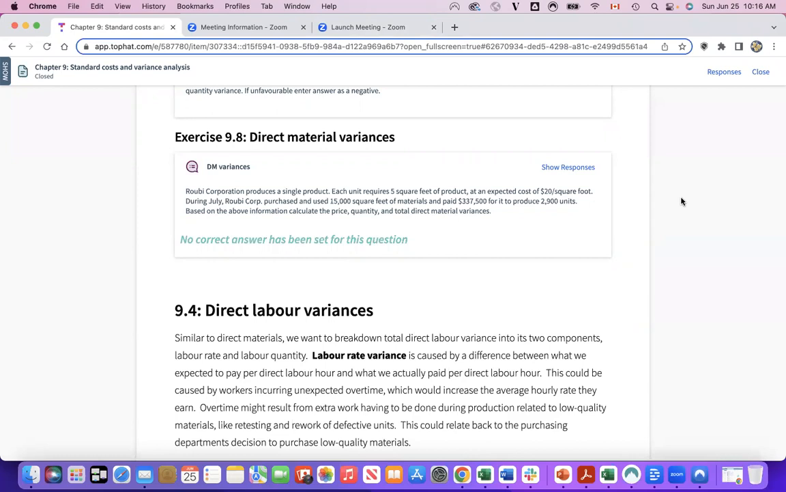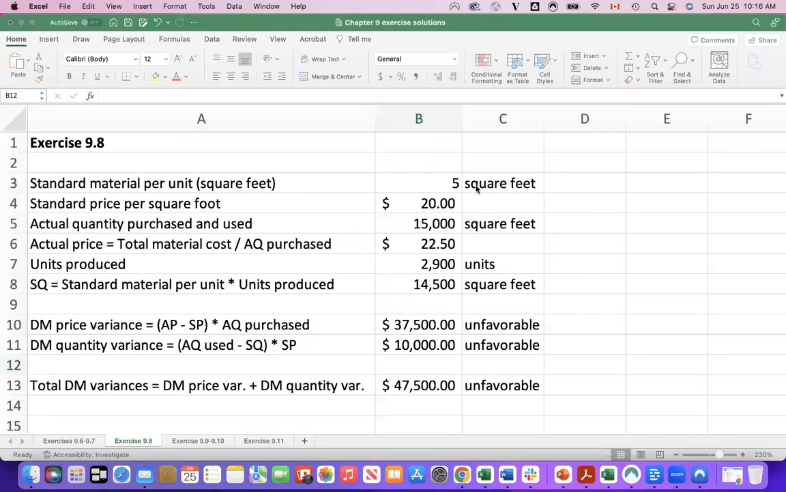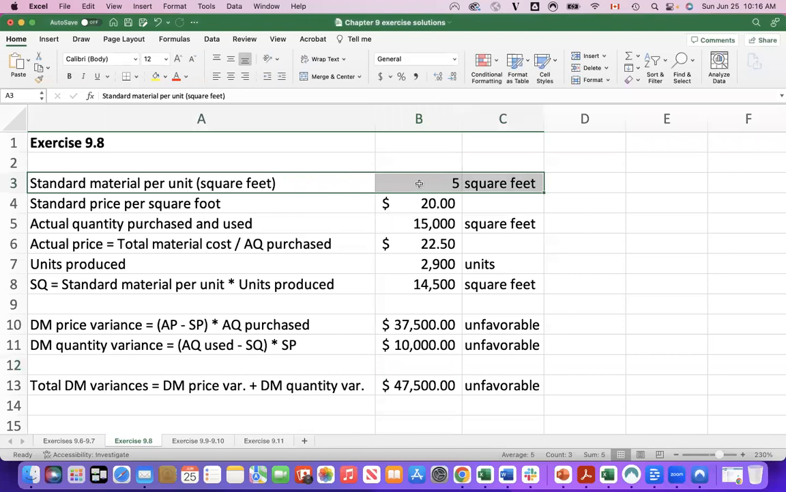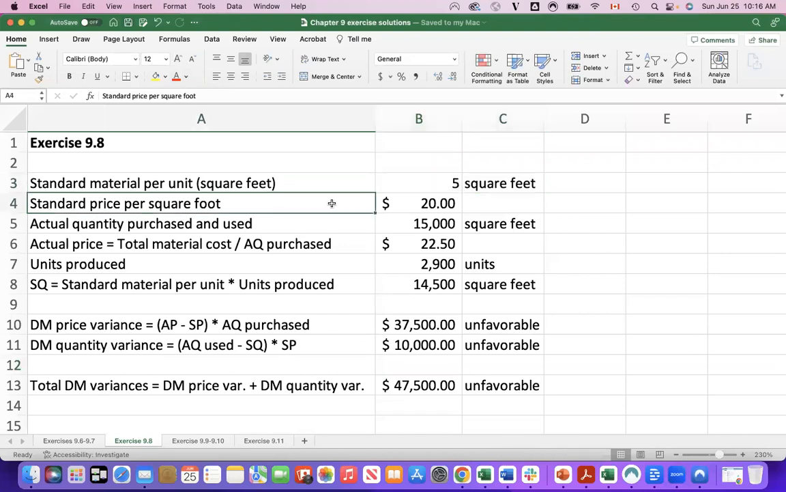Based on all of this information, they want us to calculate the price, the quantity, and therefore the total direct material variances. So I've reproduced the information from the question. We have our standard material per unit, which is how much material we expect to use per unit: 5 square feet per unit. The standard price per square foot, we expect to pay $20 per square foot. The actual quantity that we purchased and used was 15,000 square feet.